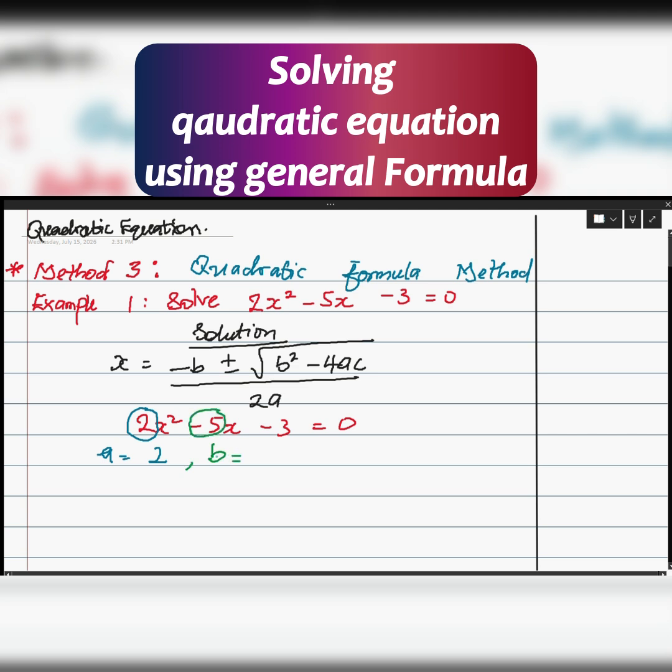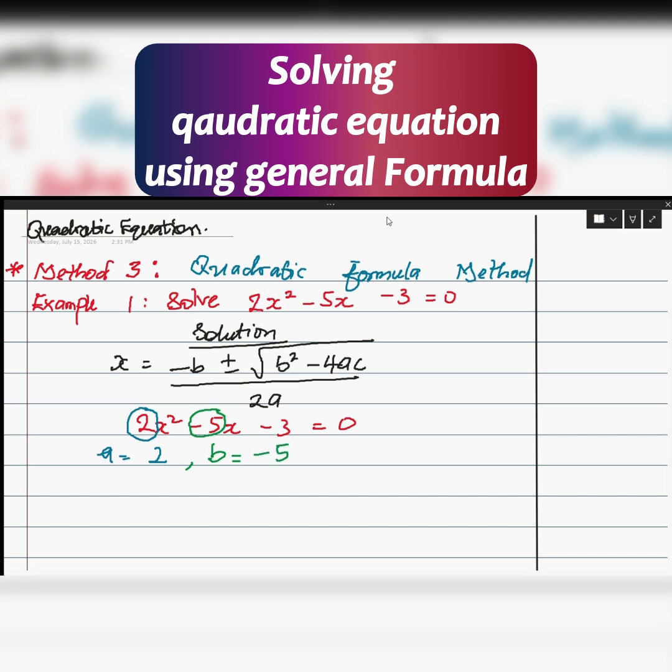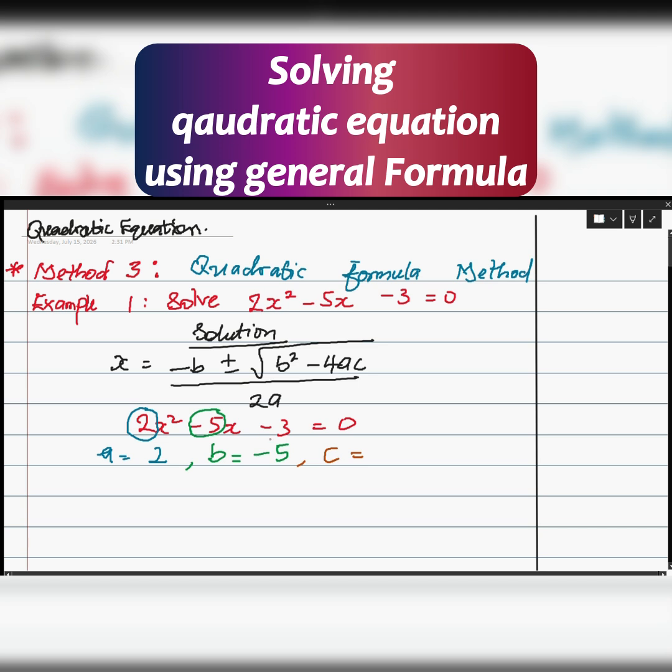For the b, we have it as minus 5. B takes the coefficient of x, which is minus 5. And for the c, we have it as minus 3. So c is taking the constant number, which is minus 3. So this is how we bring out all our a, b and c. Then after we now have this a, b and c, we can now solve the question.